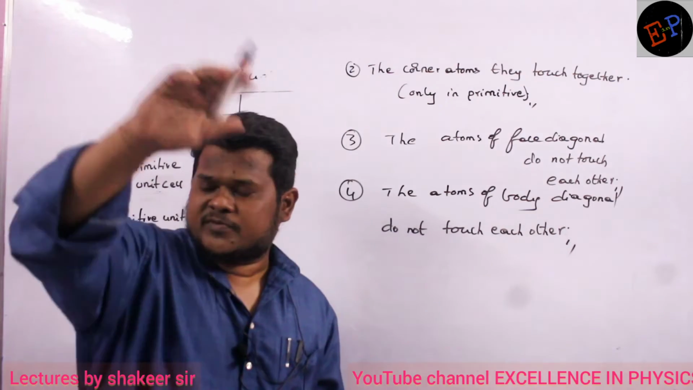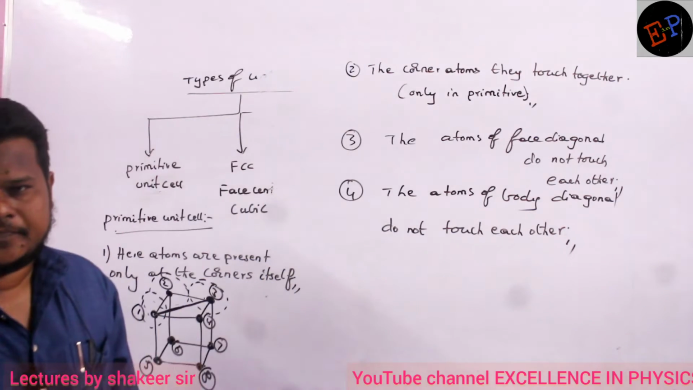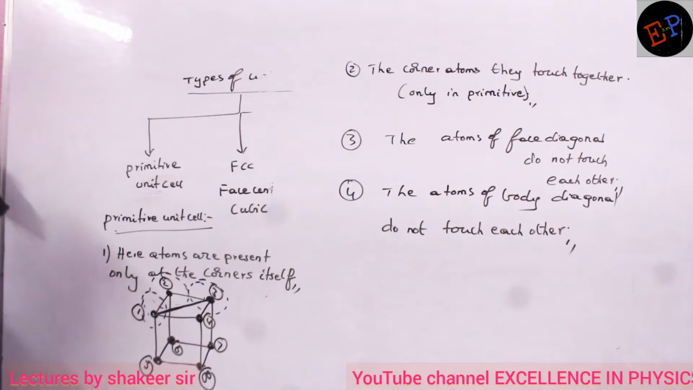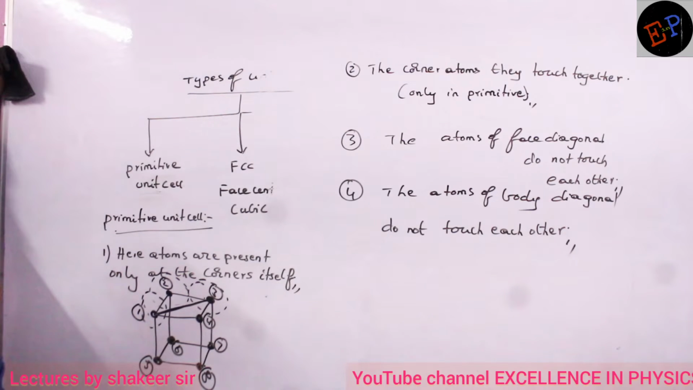So those two atoms, if you connect them, that diagonal is called a body diagonal. Are you able to understand? So therefore, now see which one and which one? 1 and 7.